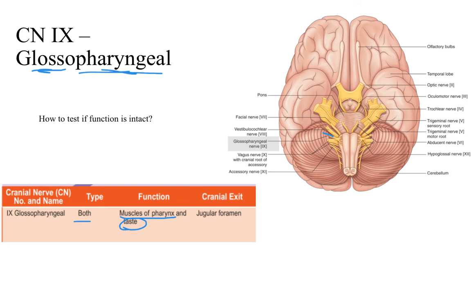How do we test if this is intact? We could have the patient taste sour and bitter on the posterior third of the tongue. We could have the patient say ah and elevate their uvula and palate to see if that's intact. The gag response is always a good one, and being able to swallow a cup of water would be another way to test cranial nerve 9.